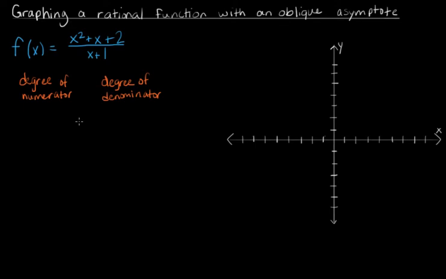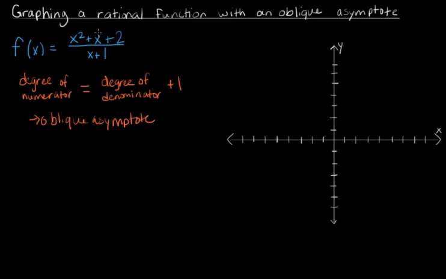Now, we didn't talk about where the degree of the numerator is greater than the degree of the denominator. So in those cases, like in this one, we can have what's called an oblique asymptote. In particular, we have an oblique asymptote when the degree of the numerator is equal to the degree of the denominator plus 1. So that is when the degree of the numerator is 1 more than the degree of the denominator.